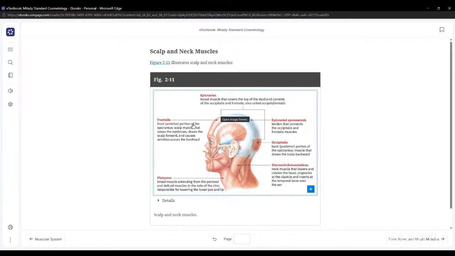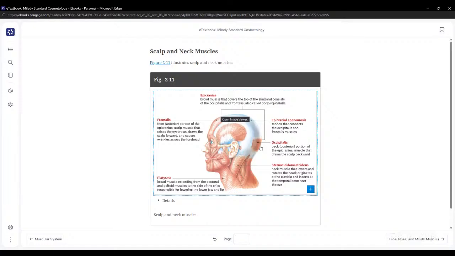Epicranius, a broad muscle that covers the top of the skull and consists of the occipitalis and frontalis. So here's the thing. The frontalis is the front part of the skull. And then you have the occipitalis over here. That's the muscle at the back of the skull.